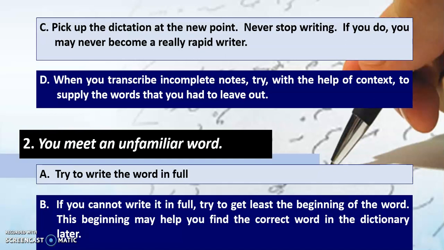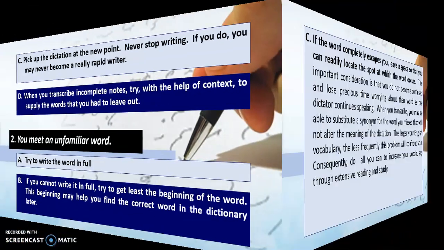Next, number 2. When you meet an unfamiliar word. Of course, there are some cases where the word might be uncommon or, let's say, peculiar to us. So we have letter A. Try to write the word in full. Letter B. If you cannot write it in full, try to get at least the beginning of the word. This beginning may help you find the correct word in a dictionary later.